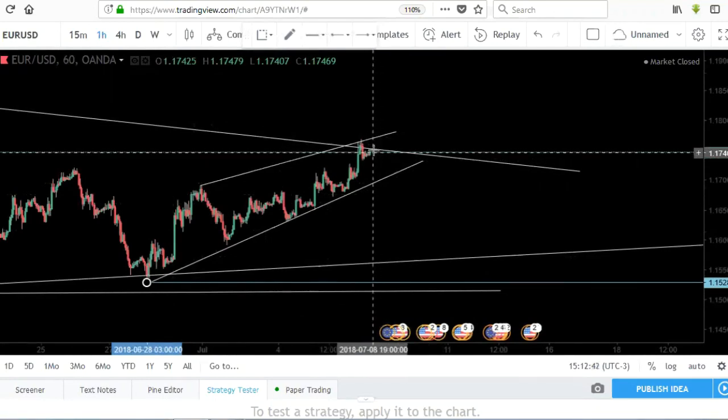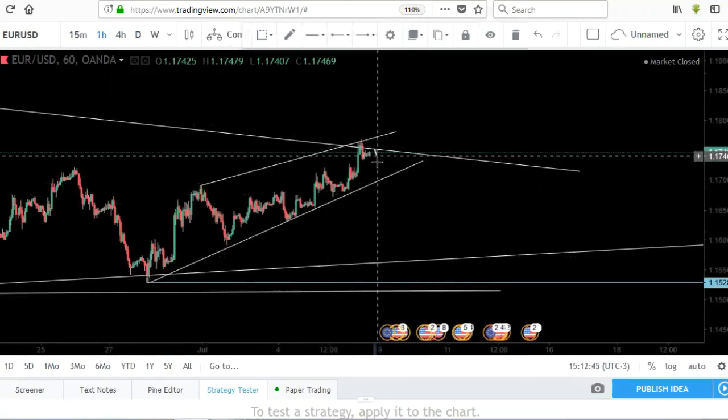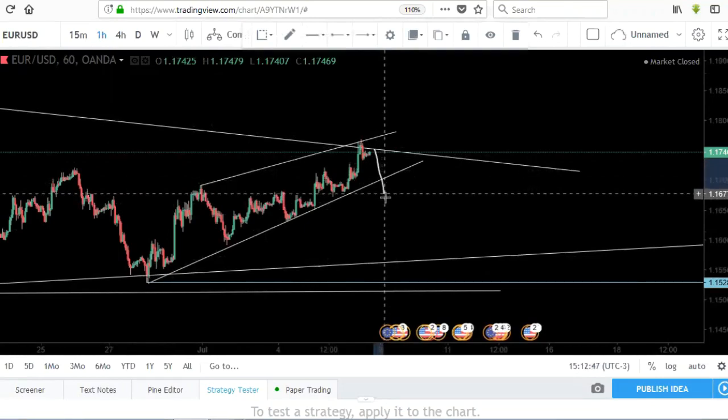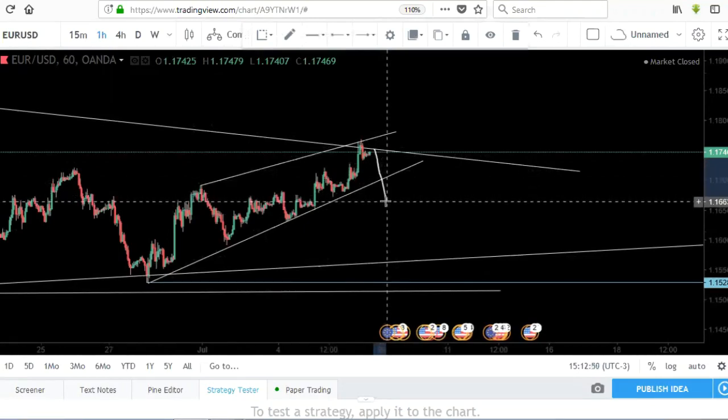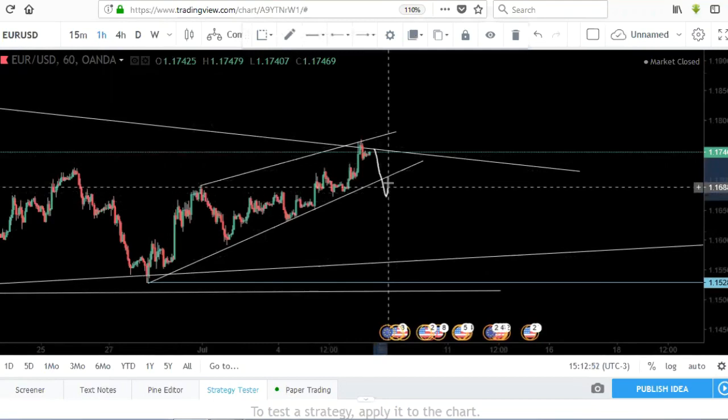So we get down something like this. Wait for the market to impulse all the way down here. Once it does impulse down, it broke it. We can see that it broke it. Wait for it to correct.